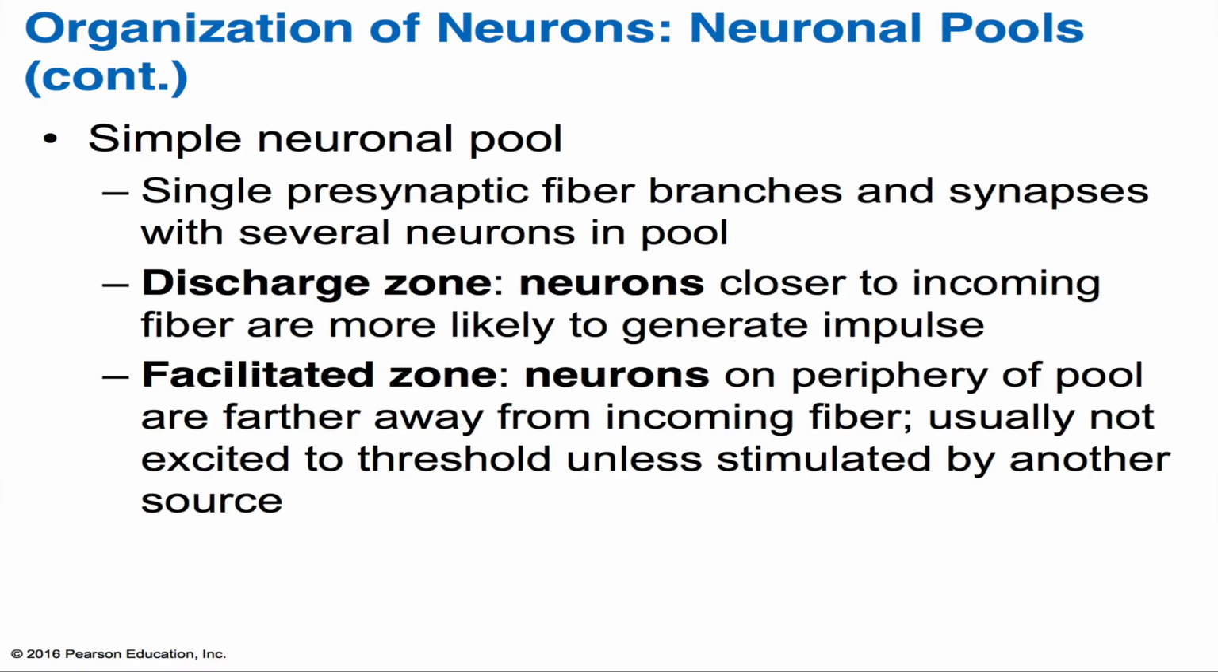Neurons most likely to generate impulses are those closely associated with the incoming fibers, and the reason being is that they receive the bulk of the synaptic contacts, and these neurons are said to be in the discharge zone of the pool. The facilitated zone is where the neurons are on the periphery of the pool, and they're the farthest away from the incoming fibers, so they're not usually excited to threshold unless they're stimulated by another source.